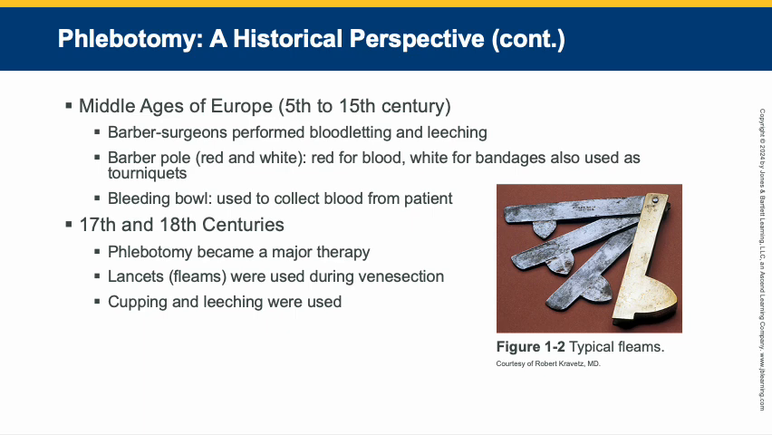The white stripe on the pole corresponded to the bandages, which were also used as tourniquets. And the red stripe on the pole represented the blood. Then you had the ceramic bleeding bowls, which is where the patients bled into these bowls. Okay, these bowls were passed down from one generation to the next. They also doubled as shaving bowls because they had a little semicircular area cut out on one side to put the bowl under the patient's chin.